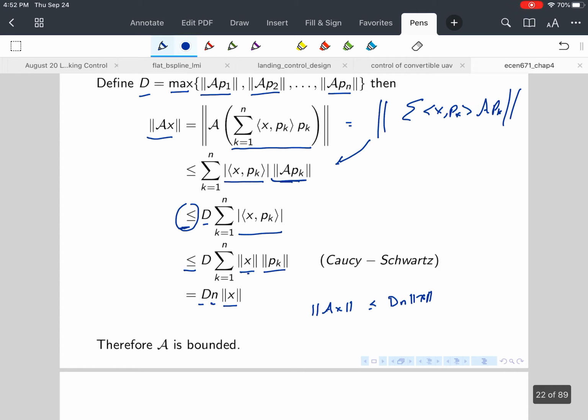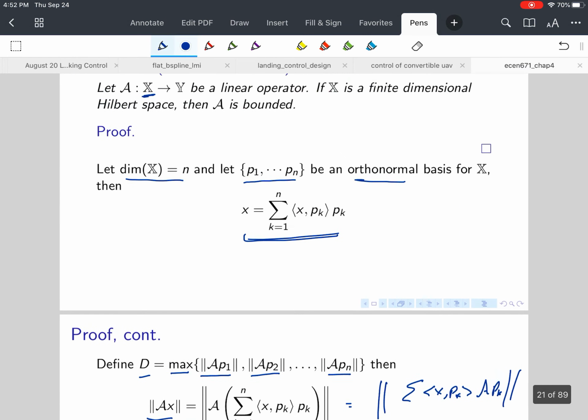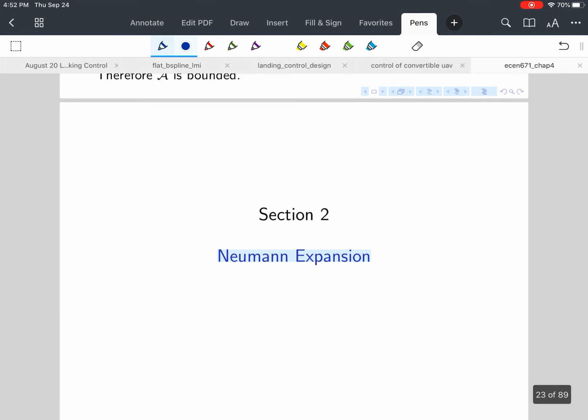And that means that the operator is bounded, because if I were to take the sup over all norm of x equal to 1, then that would be less than or equal to the sup over all norm x equal to 1 of d n norm x, and that's going to be just equal to d times n. So we know this is the norm of A. So this tells us that A is a bounded operator, which is what we were trying to show. If X is finite dimensional, then A is bounded. And we're done.